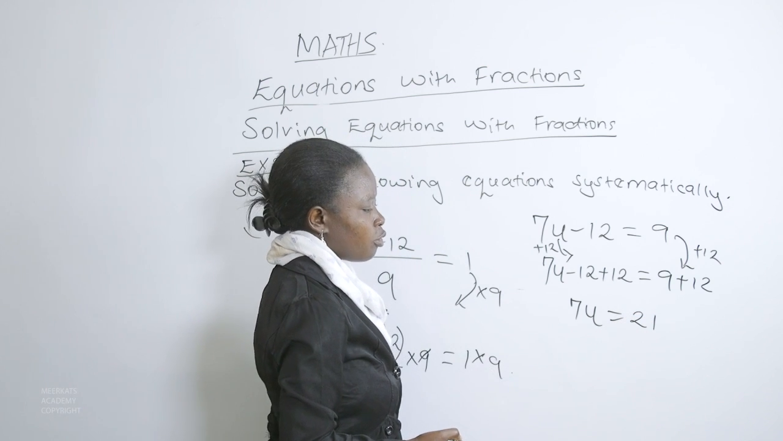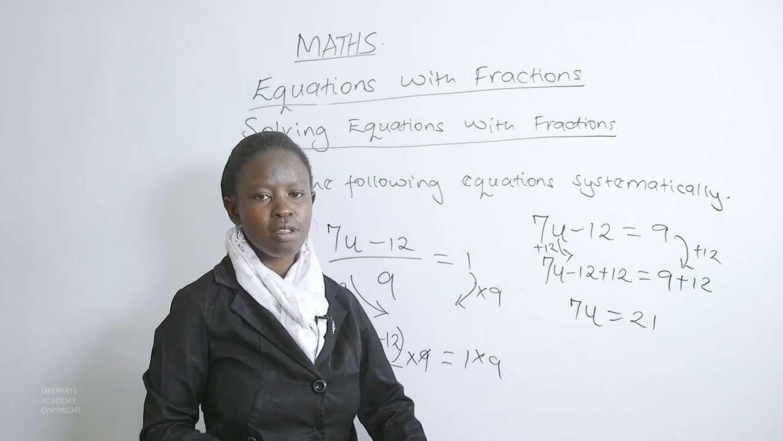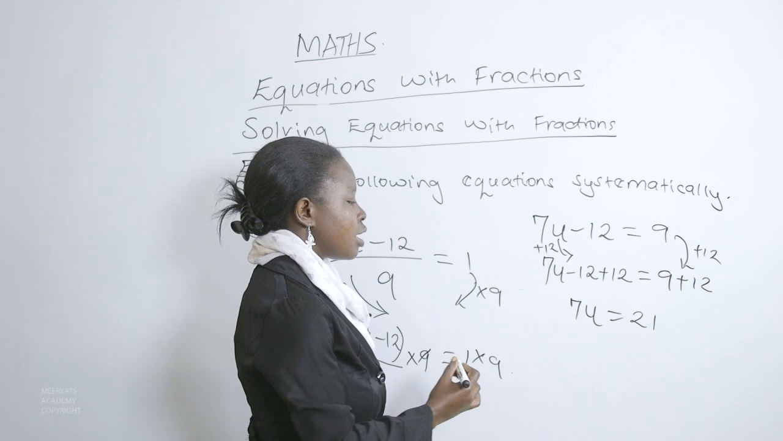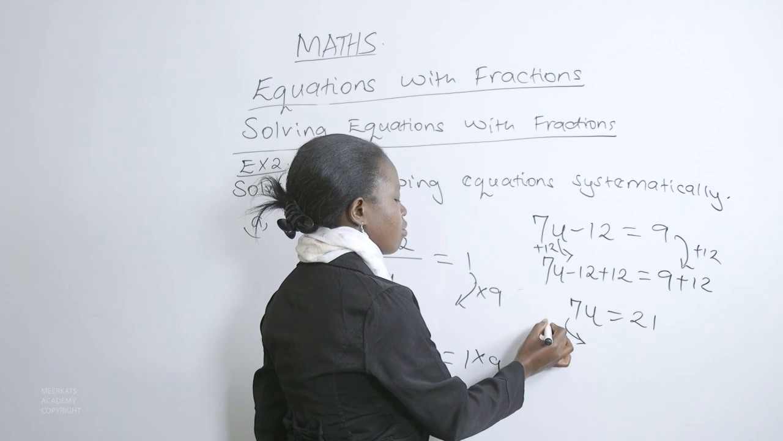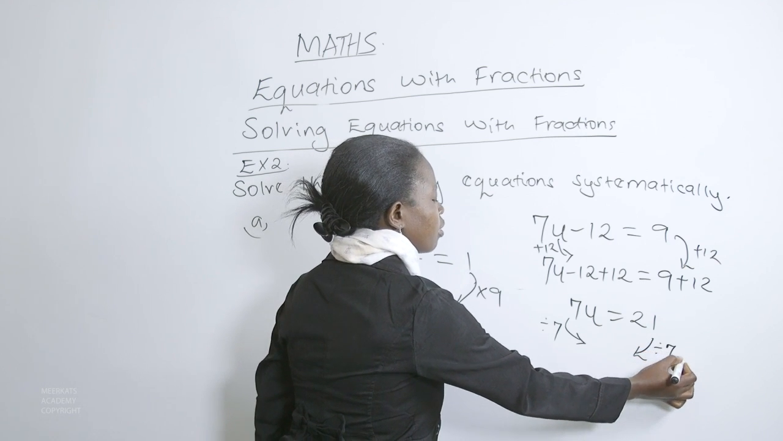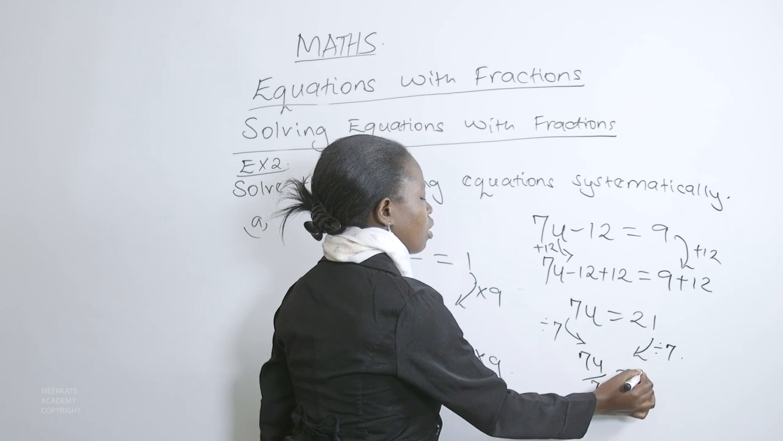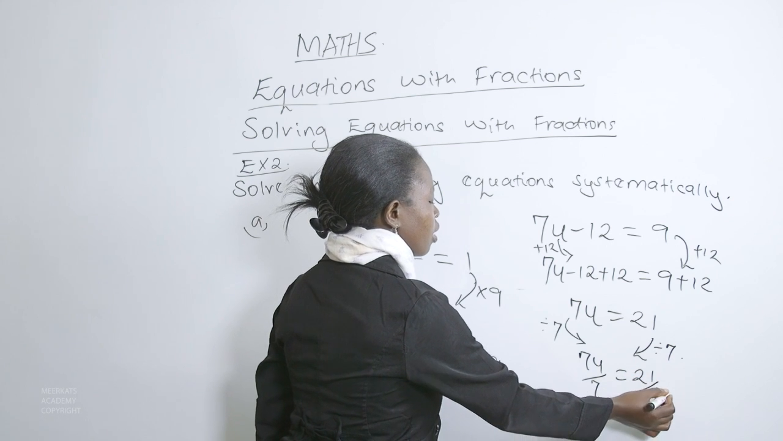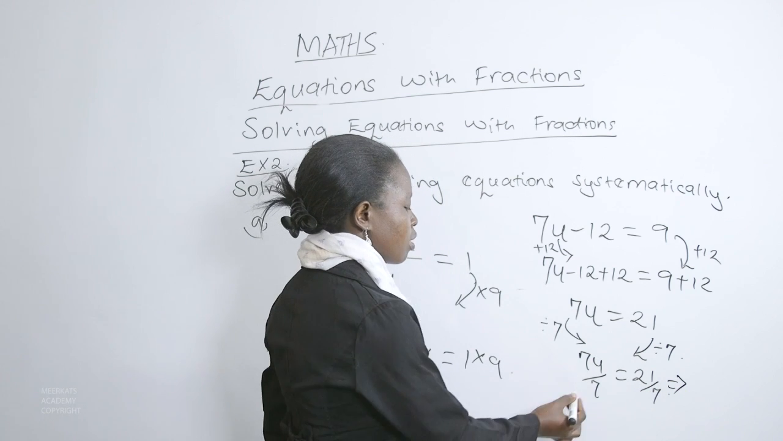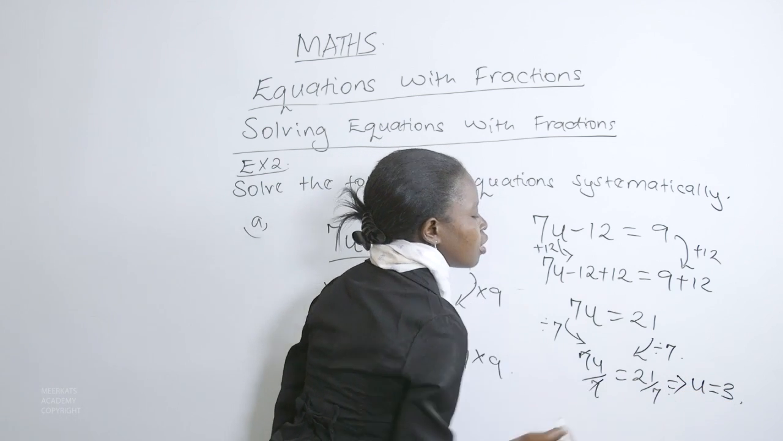Then we've not yet gotten the value of our pronumeral. Our pronumeral in this case is u. So for us to obtain the value of u, the next step is division by 7. Divide by 7 on the left-hand side, divide by 7 on the right-hand side, so that we will have 7u over 7 equal to 21 divided by 7. And 21 divided by 7 gives us 3. So 7 and 7 cancel out, so our value for u in this case is 3.